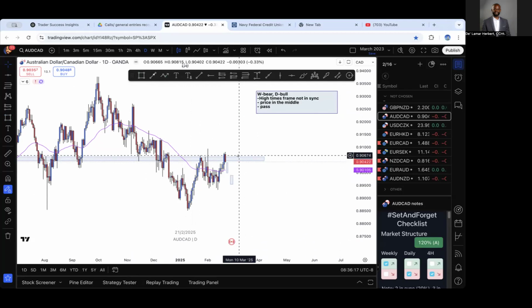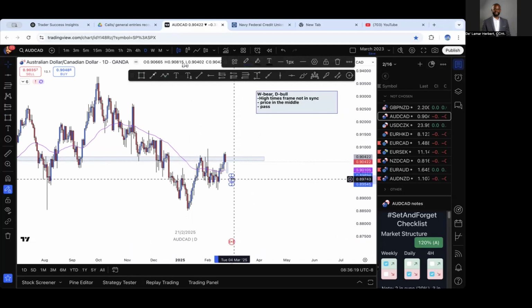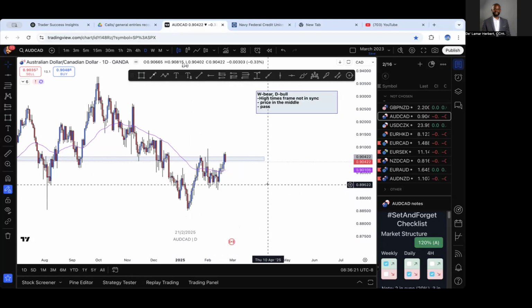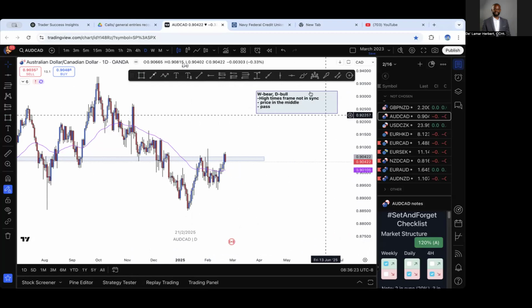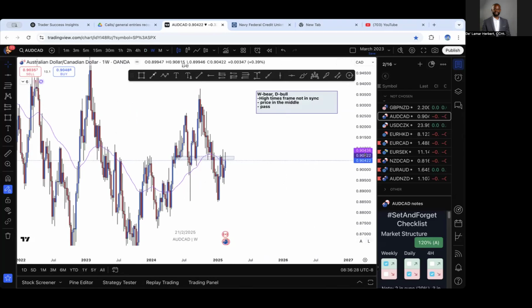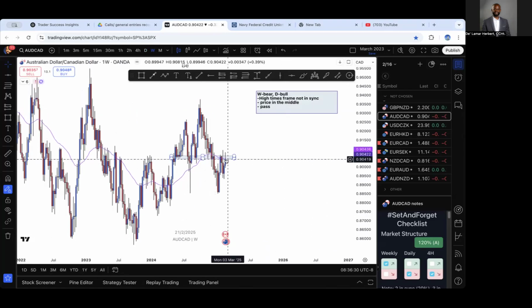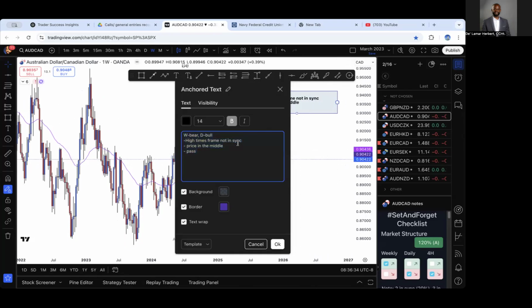But this is also kind of far away from the AOI too, I would say. So for right now, just not gonna even consider that right now. And then on the weekly, the price is kind of in the middle, but it is at the AOI too. Let me just add that.